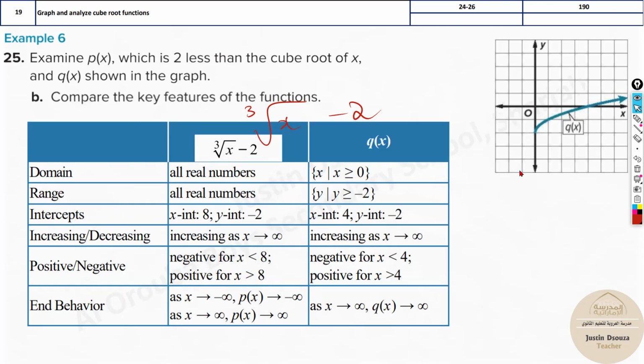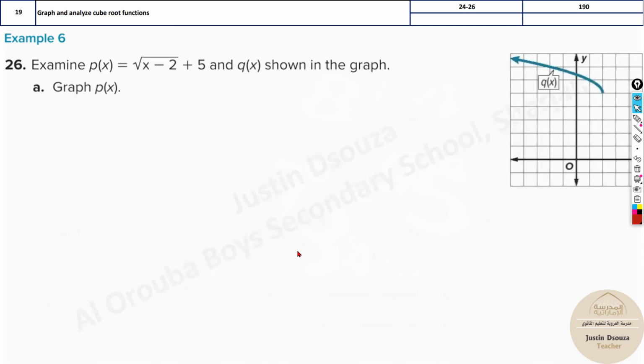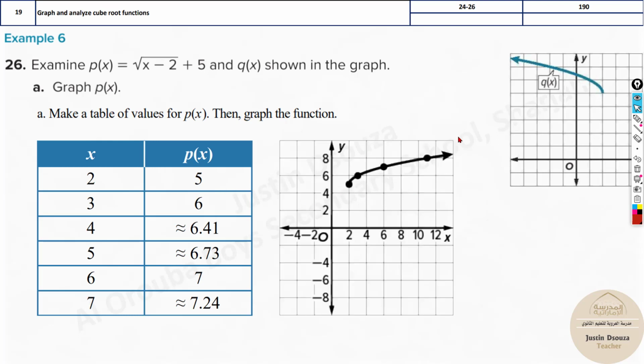See this comparison, same thing, same concept. Here also it's the same concept. Over here you just have to graph this. Now both are square root functions. Here one is going to the right, one is going to the left. Doesn't matter, cube root or square root, whichever, you have to just compare them now. These are both root functions only, but it's square root.